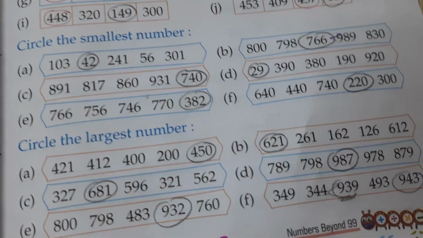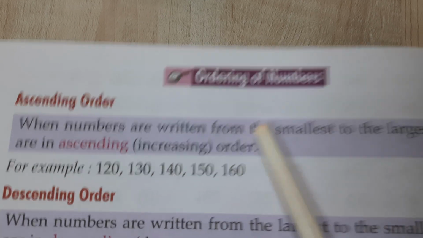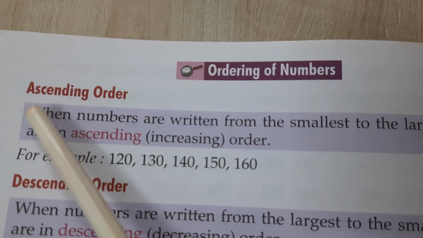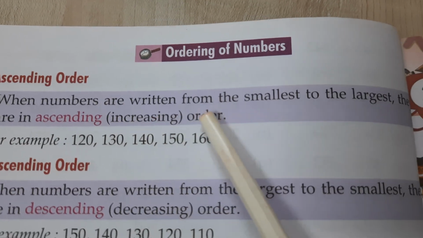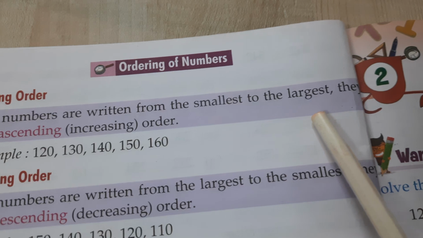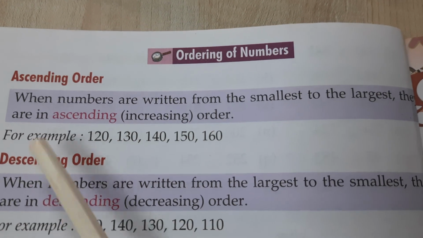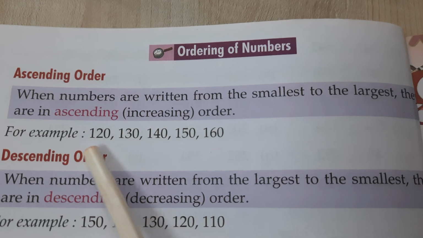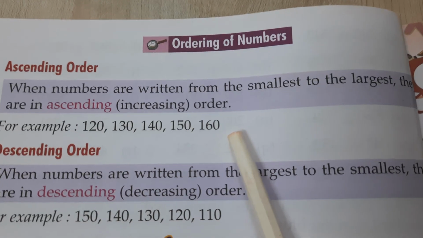Now next, this exercise, ordering of numbers. So what is ordering of numbers? First, ascending order. When numbers are written from the smallest to largest, they are in ascending order. For example, 120, 130, 140, 150, 160. So this is called ascending order.